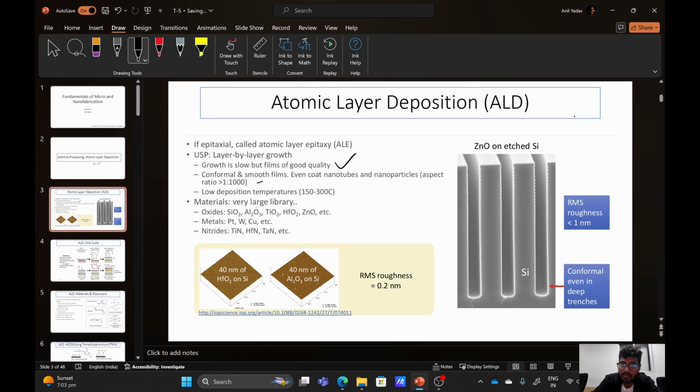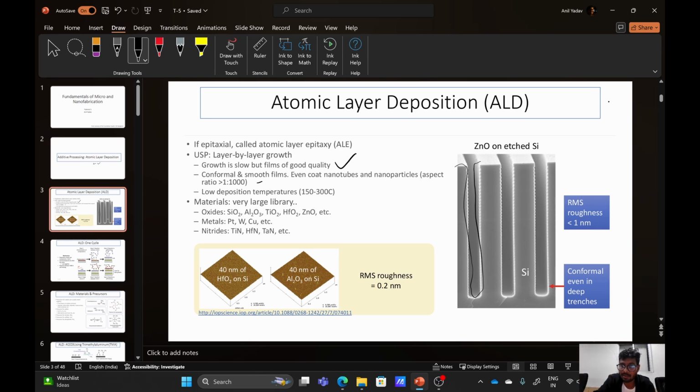Let's talk about the conformality that we have seen previously in definitions. If there are very deep trenches in the silicon wafer, and you want to deposit a material that should follow the same trench, that same morphology, in that case atomic layer deposition is the best. So it will get deposited in trenches with a very high aspect ratio. In this case, the aspect ratio is, let us say, 1 by 1000.